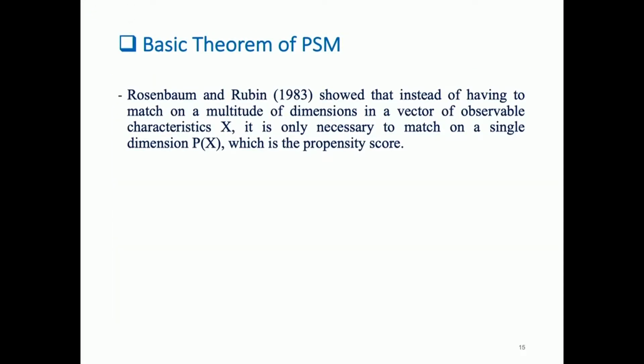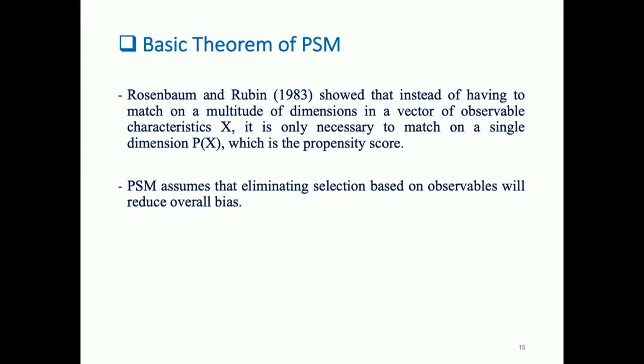Okay, so the main idea behind PSM, as I told you, is that instead of matching the individuals or households based on each characteristic, each X by itself, you create a score based on all these X's, and you start matching people with this score. So the idea here is that you assume that the match between people, or individuals or households, is only based on observable characteristics. And this is the major caveat of PSM.